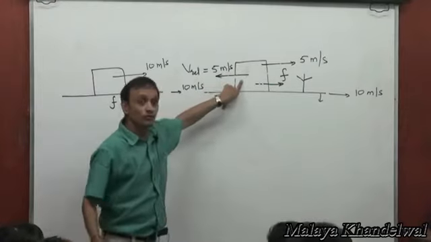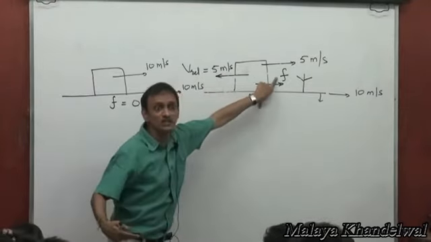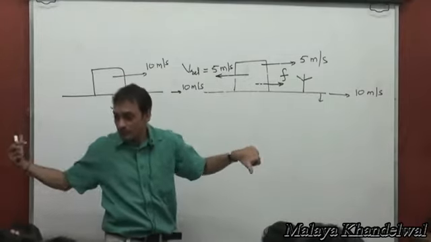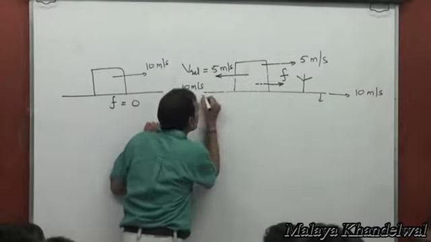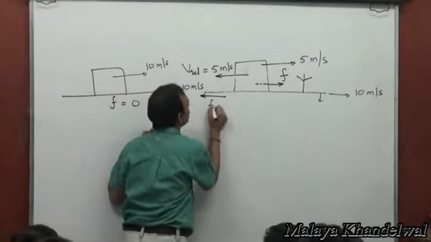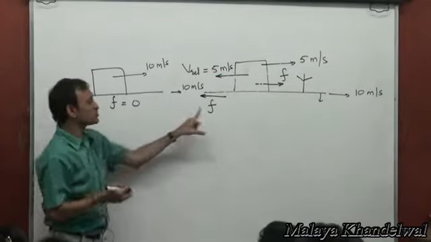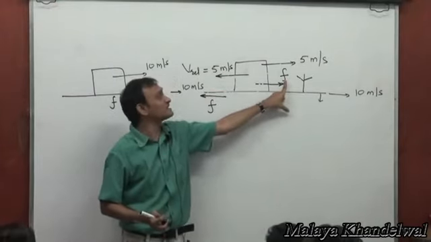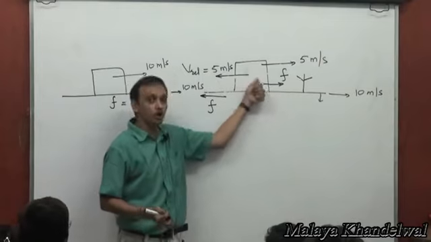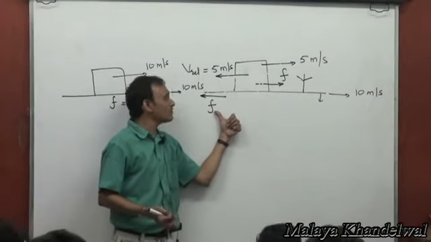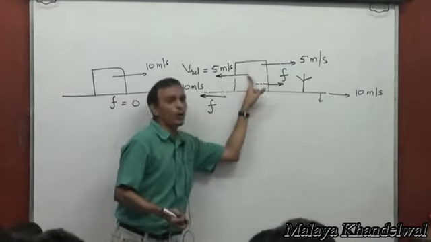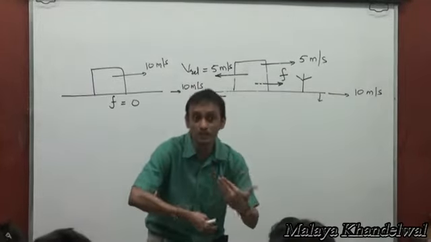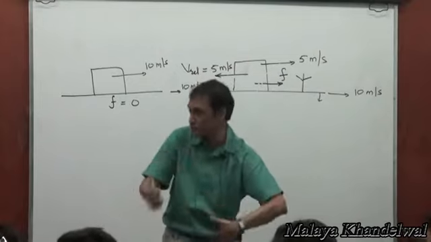The body would respond to the action of this F. This body would exert on the surface a small f in the backward direction. On this surface, a small f would act backwards as a response to this F. This F is exerted by this surface on this body, whereas this f is exerted by this body on this surface. Right? They constitute an action-reaction pair. Fair enough?